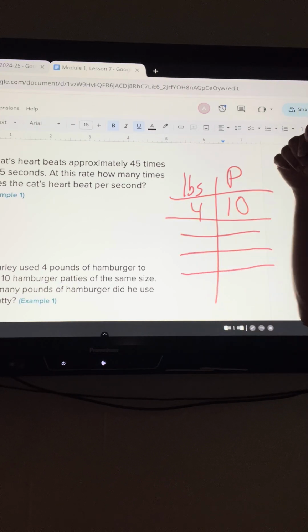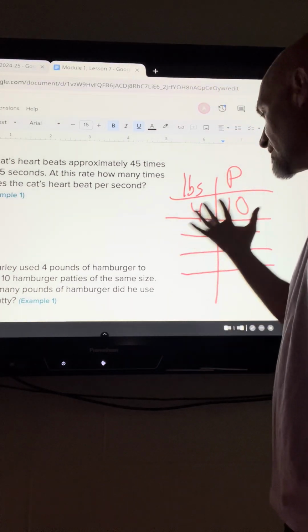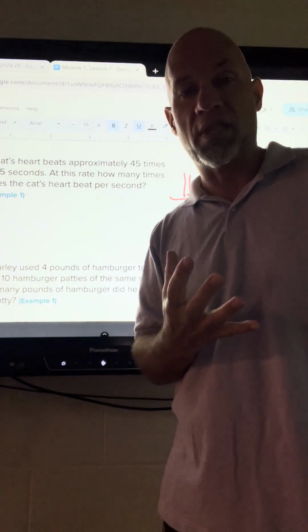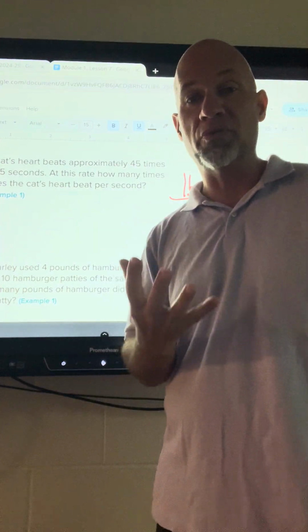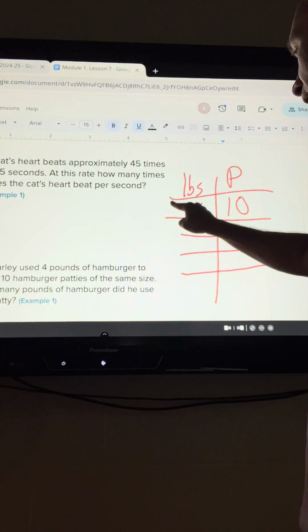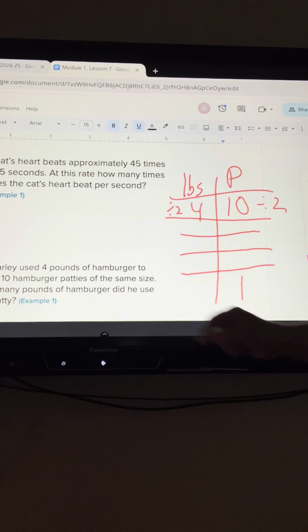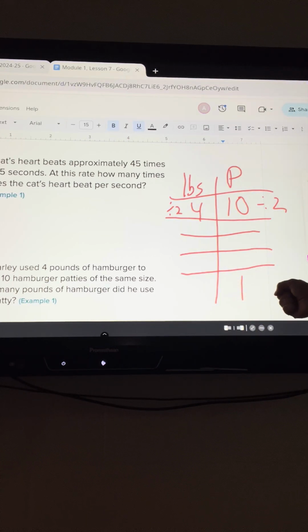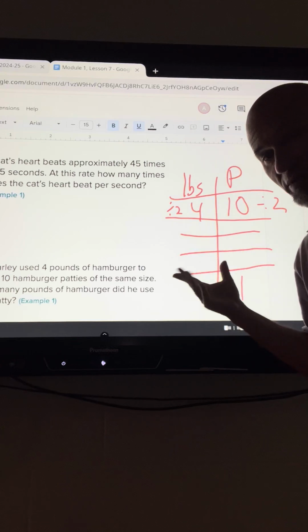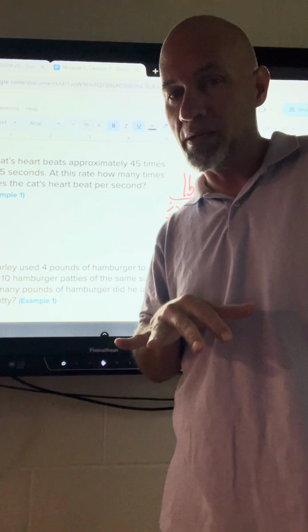So on this one, per patty, you want to get the 10 to become a 1. And on this one, again, find a common factor. Find something that fits into both 4 and 10. They're both even numbers. So what you could probably do here is divide both sides by 2. All right, you want to eventually get a 1 down here in the pounds. So how many pounds of hamburger did he use per patty? Per patty means for every 1 patty. So some of you might be able to do this in one step as well. All right, dividing by 10, what happens to the decimal point? We've talked about that a little bit.